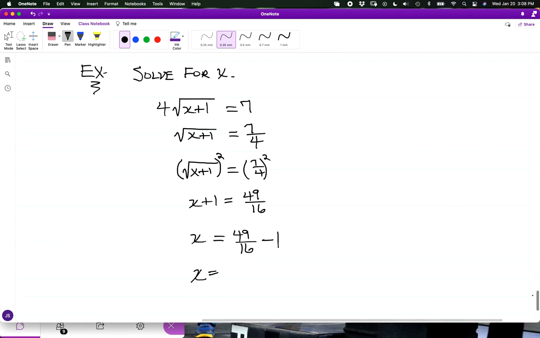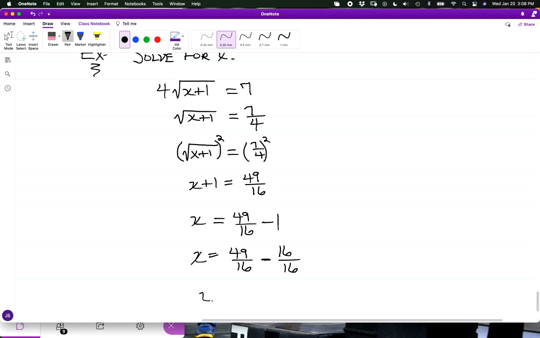And if I write this as a difference of fractions, now remember, think of minus 1 as minus 1 over 1. The least common denominator will be 16. And so 1 will go into 16 sixteen times. So subtracting 1 will be the same as subtracting 16/16. And so for x, I would have 33 over 16. This is one approach. Let me show you the other.